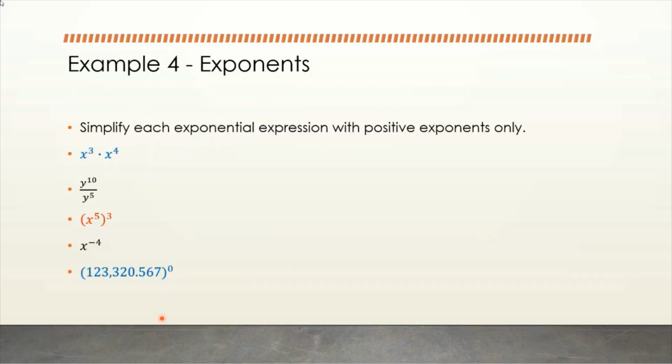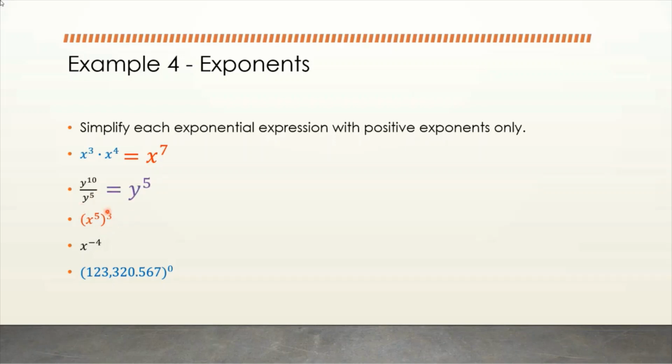Alright, so let's go through the rules. So the product rule, you have x to the 3 times x to the 4. You're multiplying them, so you add the powers together. So that would be 3 plus 4, which is 7. Here you're dividing y to the 10th over y to the 5th. When you're dividing, you subtract, so that would be 10 minus 5, which is 5.